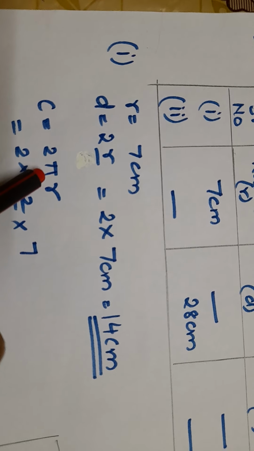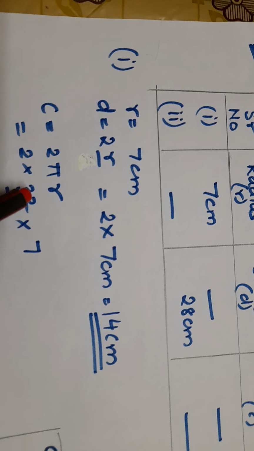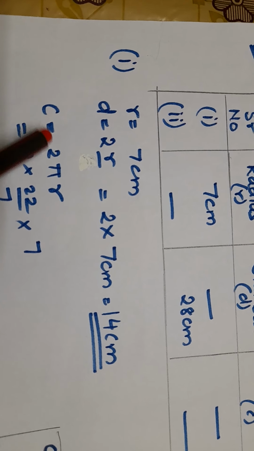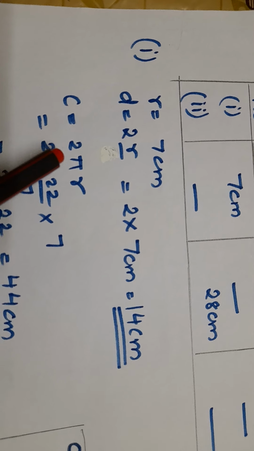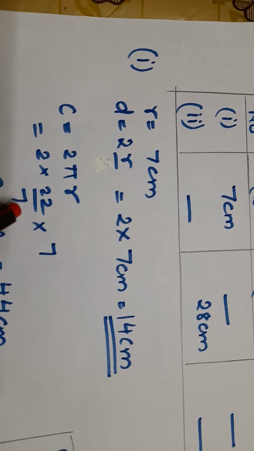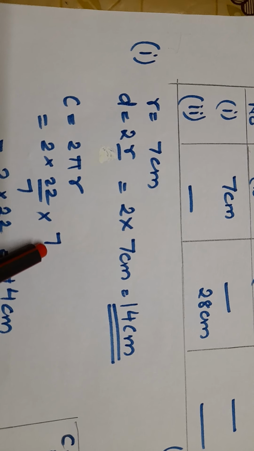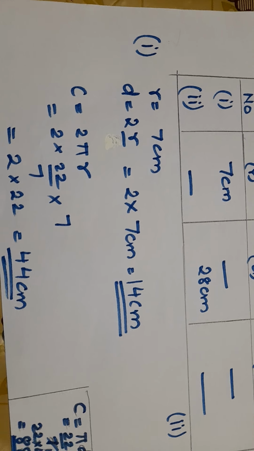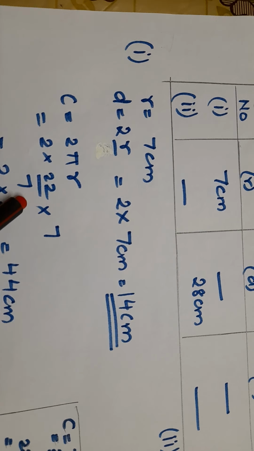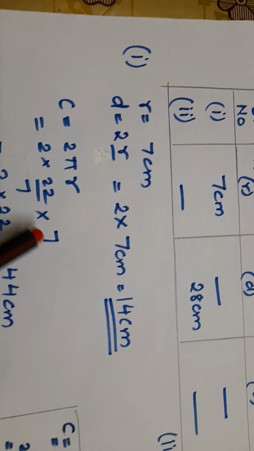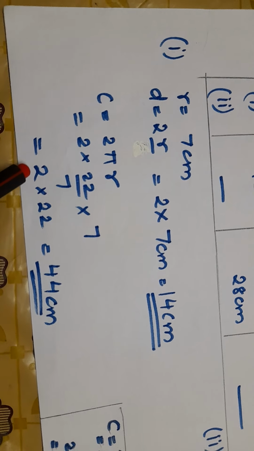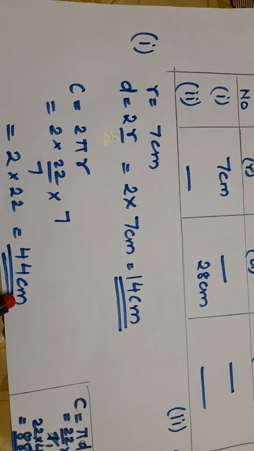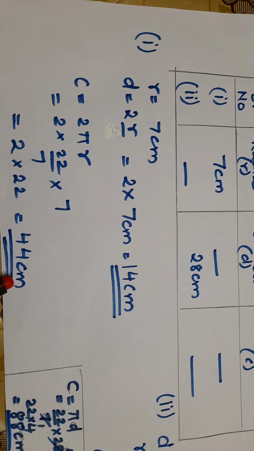Now pi, the value of pi is 22 upon 7. The formula is 2 pi r. Formula for circumference of a circle is 2 pi r. So 2 into, you will write the value of pi, that is 22 upon 7 into radius. Radius is 7. So 2 into 22 upon 7 into 7. Now here 7 and 7, you can cancel this. 7 ones are 7. 7 and 7 will get cancelled. So only left is 2 into 22. And 2 into 22 is 44 centimeter. So the answer for circumference is 44 centimeter.